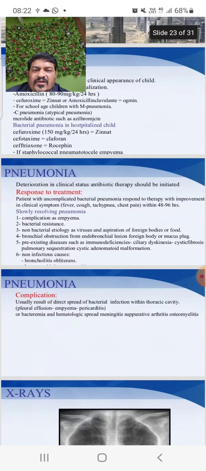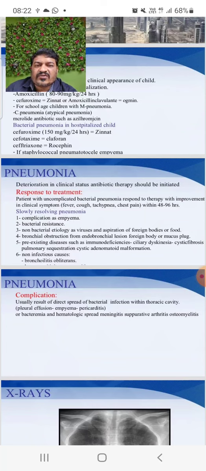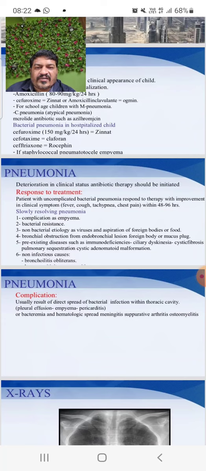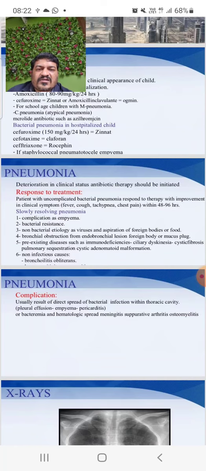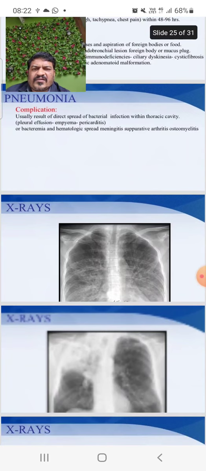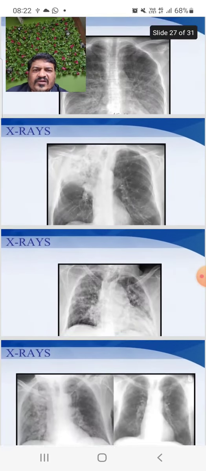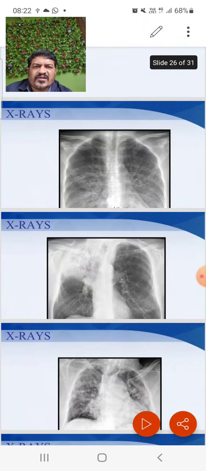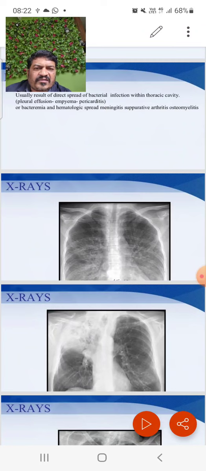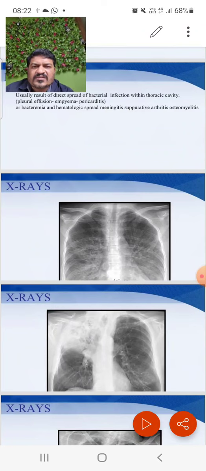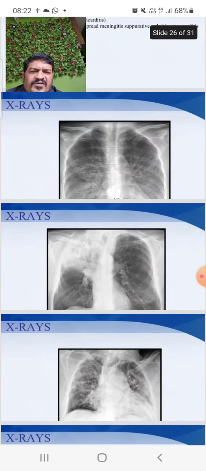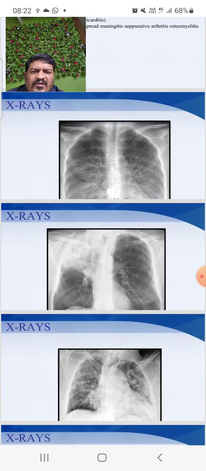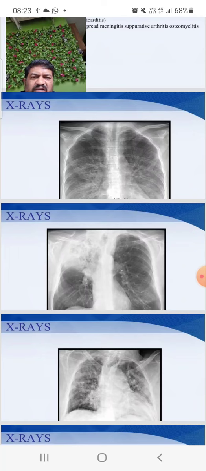Complications of pneumonia usually result from the direct spread of bacterial infection within the thoracic cavity: effusion, empyema, pericarditis; and from bacteremia and hematologic spread: meningitis, suppurative arthritis, osteomyelitis. Like we see in the X-ray pictures of some of the pneumonia, in the first picture there is mostly bronchoalveolar prominence, so it is not very much clear in this picture. But in the second picture, we are seeing a consolidated patch in the right upper lung field, and we are easily seeing the non-homogeneous opacities on the right side of the X-ray.